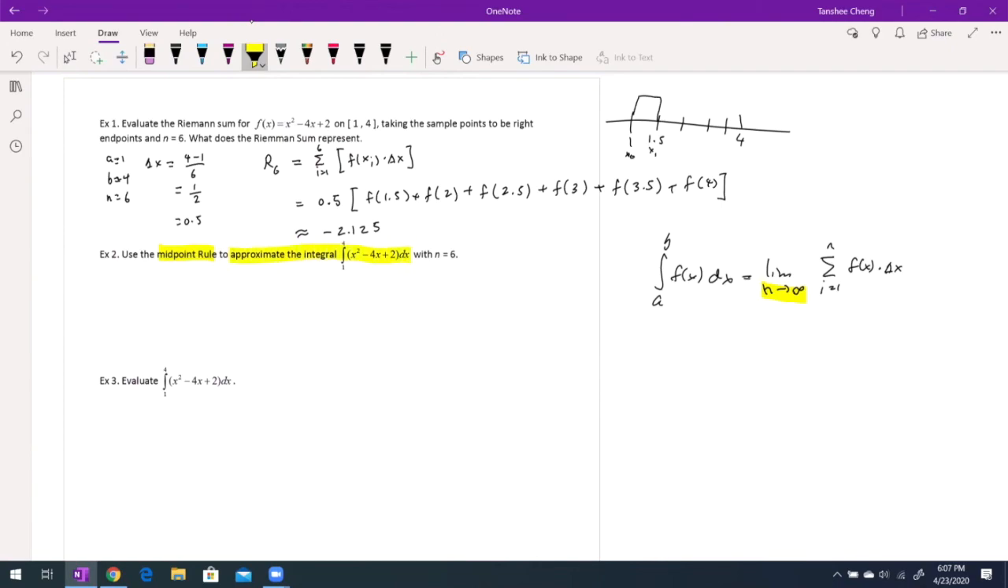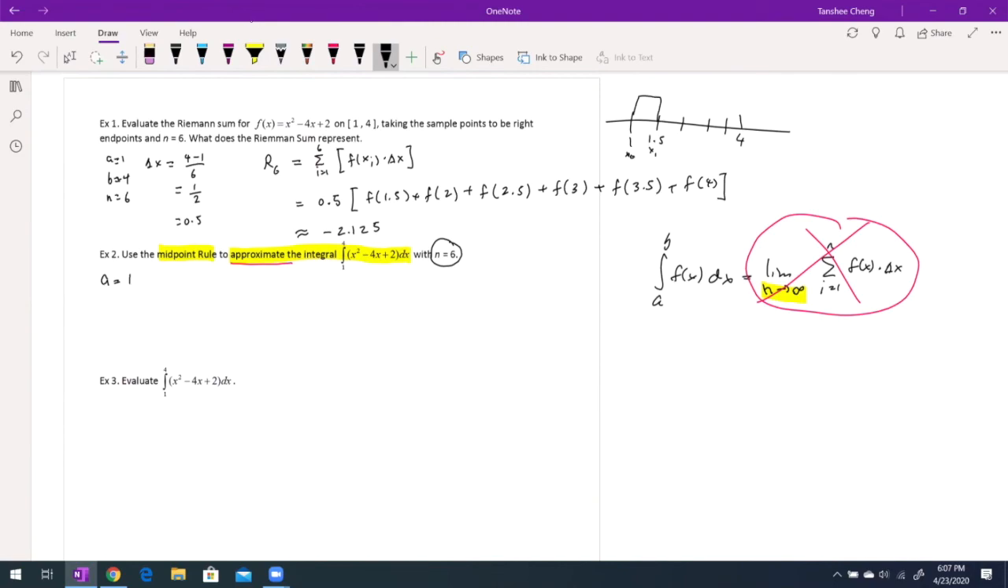Approximate this integral. So if you write it this way, it's going to be wrong for this particular problem. You need to understand the difference. Why? Because the midpoint rule asks us to use not infinitely many subintervals, only 6. So again, all of them will be the same.